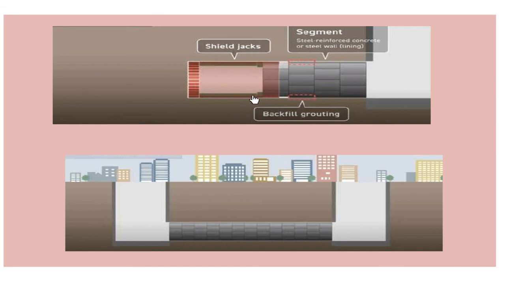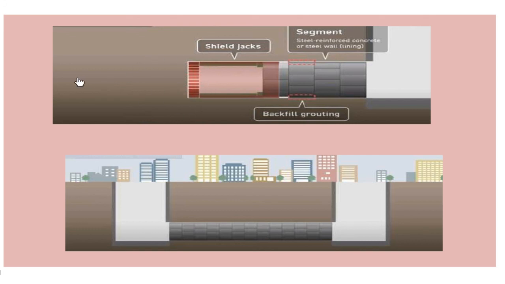Once a certain portion is cut, that is this much portion, a lining is provided so that the soil from the roof or from the sides may not cave in. Once it has gone a certain distance, a segment, that is a steel reinforced concrete or steel wall lining, is provided, and again the procedure is continued. Once it reaches this portion, again this portion will be given the steel lining. Again it will move in the forward direction. Again steel lining will be given.